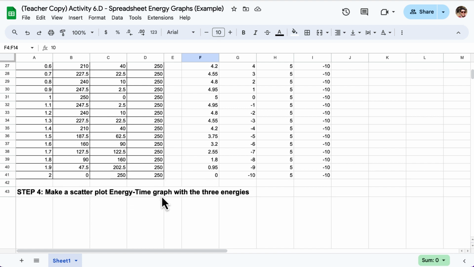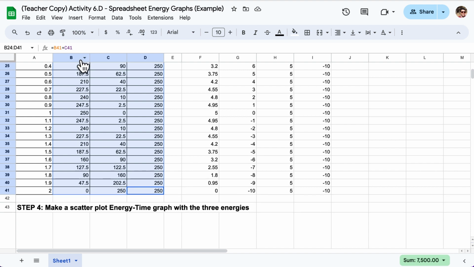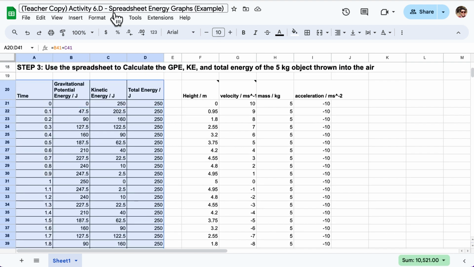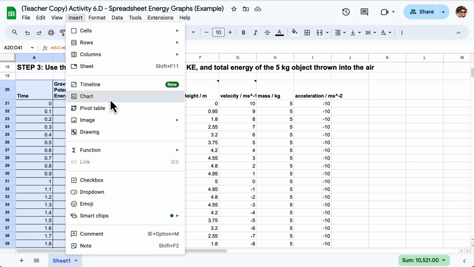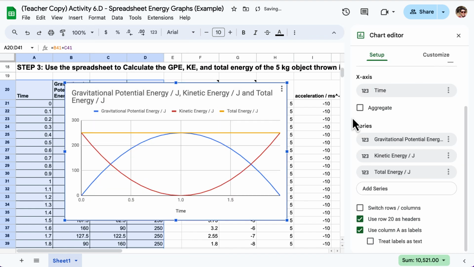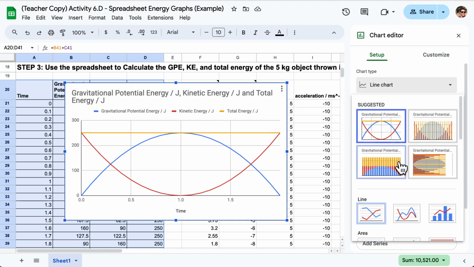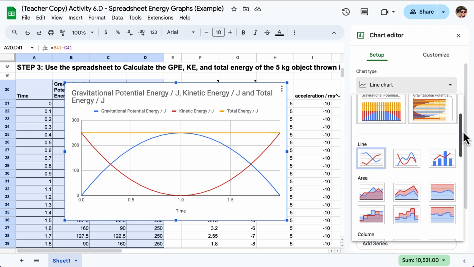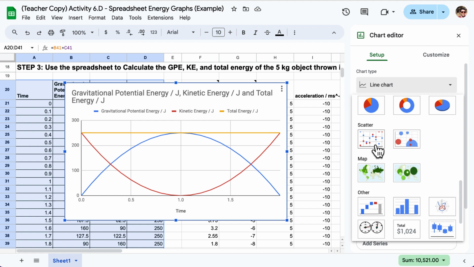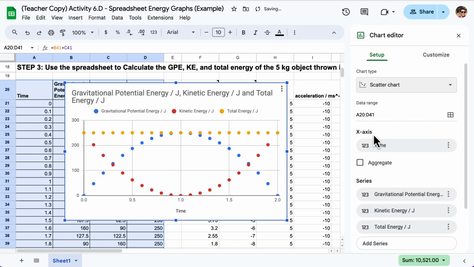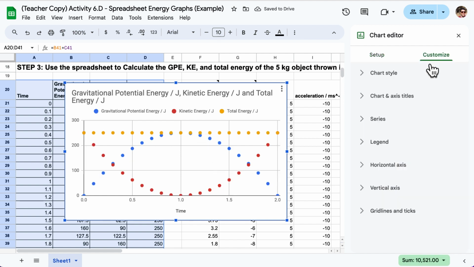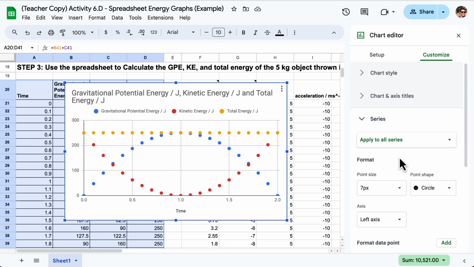All right, so next, we're going to go back down. This time it says make a scatter plot of the energy time graph with the 3 energies. So I'm going to go ahead and highlight our data here. I'm going to go to Insert. I will go to Charts, and it's going to auto do that, but we need to double check that the setup was done correctly. So I'm going to scroll back, and it looks like it wanted to do a line chart for me. I want it to do scatter plot. So it often likes to auto suggest a line. We always want scatter plot so we can see our individual data points, and then we go back to customize and we actually add in our trend lines.